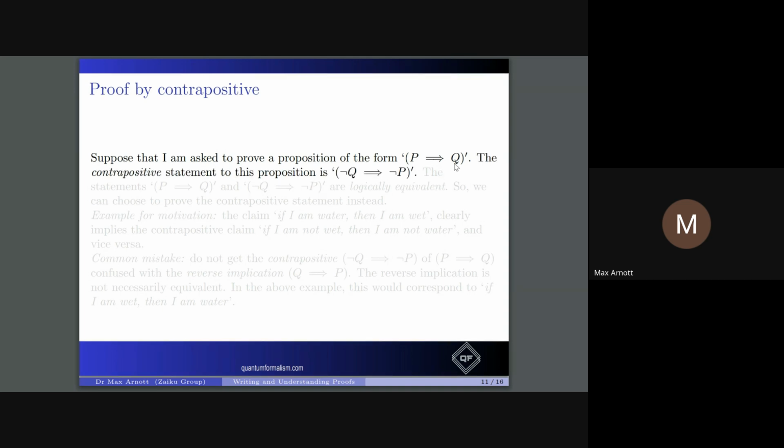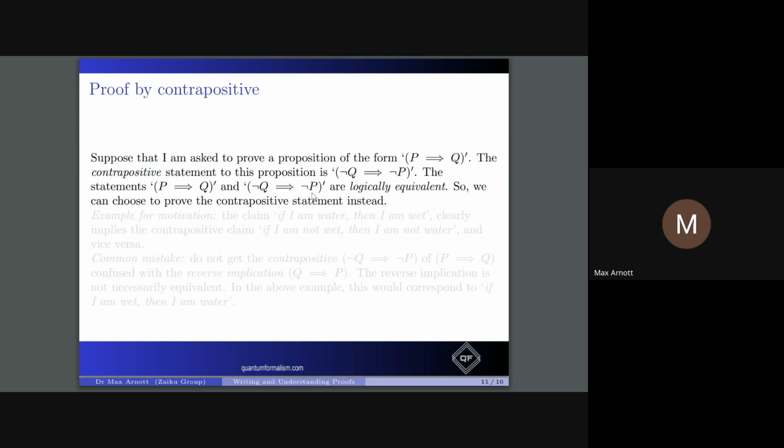The contrapositive of this statement is the negation of Q implies the negation of P. And in fact, every statement P implies Q is logically equivalent to its contrapositive. So what we can do, if we're asked to prove this, is prove this instead. We can prove not Q implies not P.